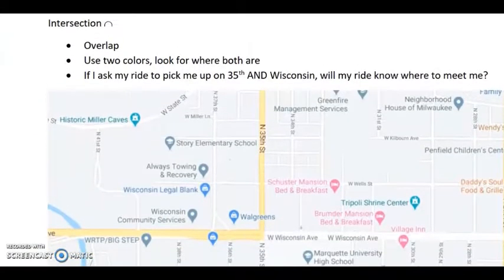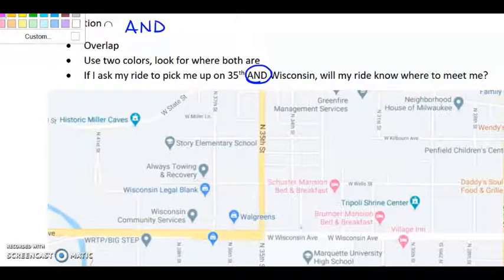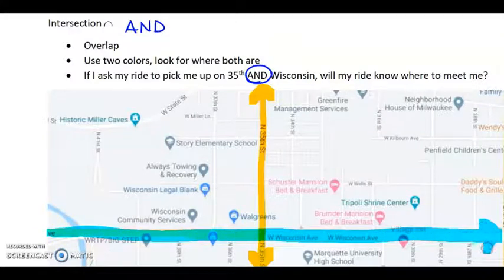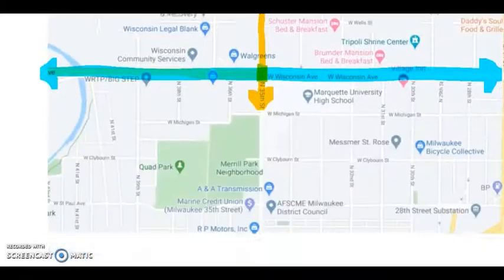In contrast, intersection is and. So if I were to ask to be picked up on 35th and Wisconsin, this is 35th Street. This is Wisconsin. When I say 35th and Wisconsin, I'm specifically talking about that overlap right there. So for an intersection problem, you want the overlap.